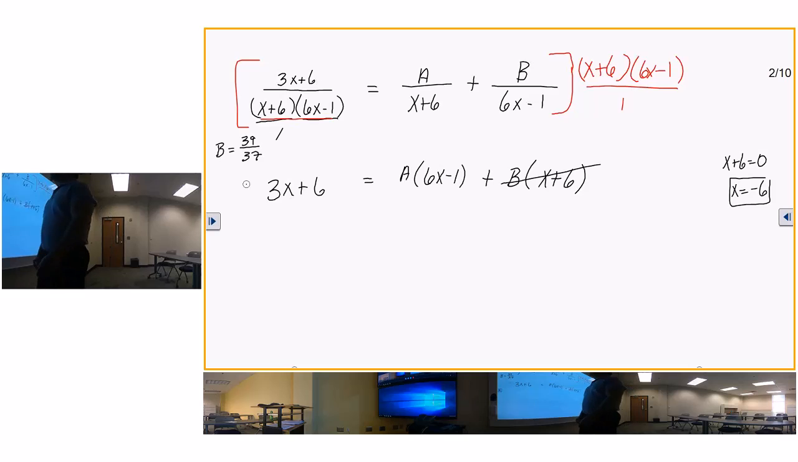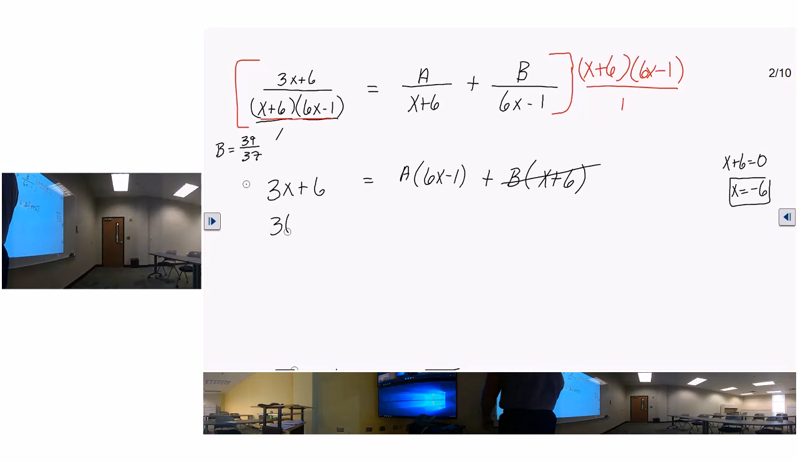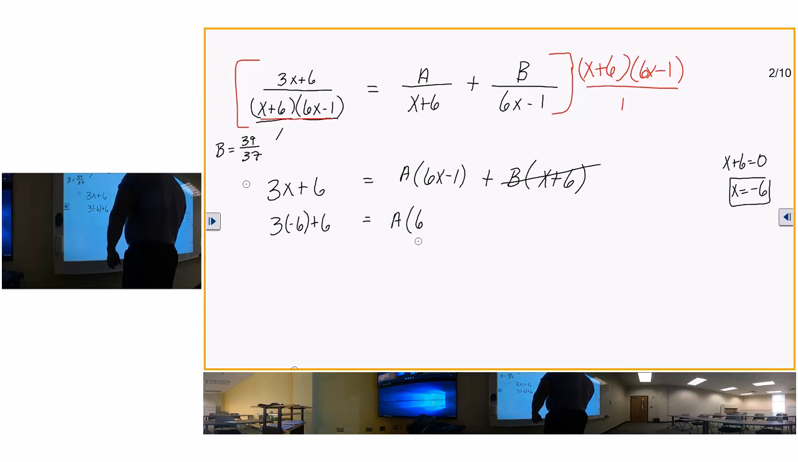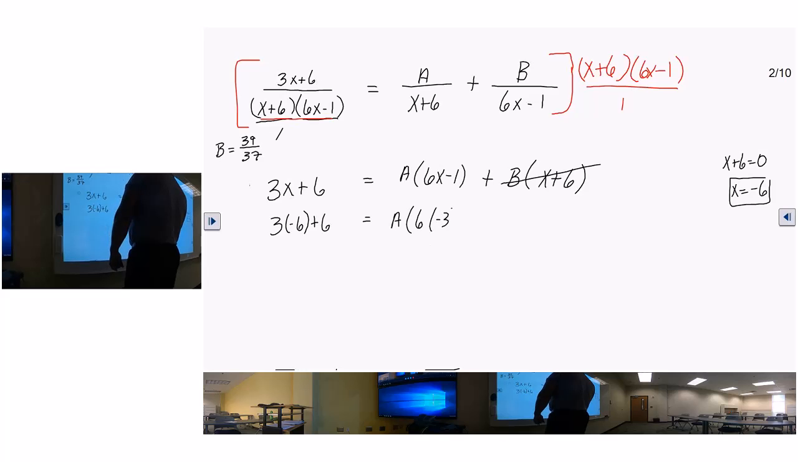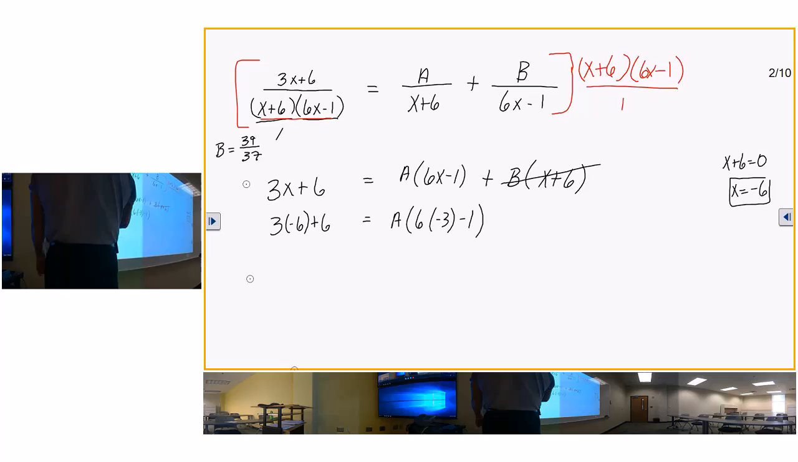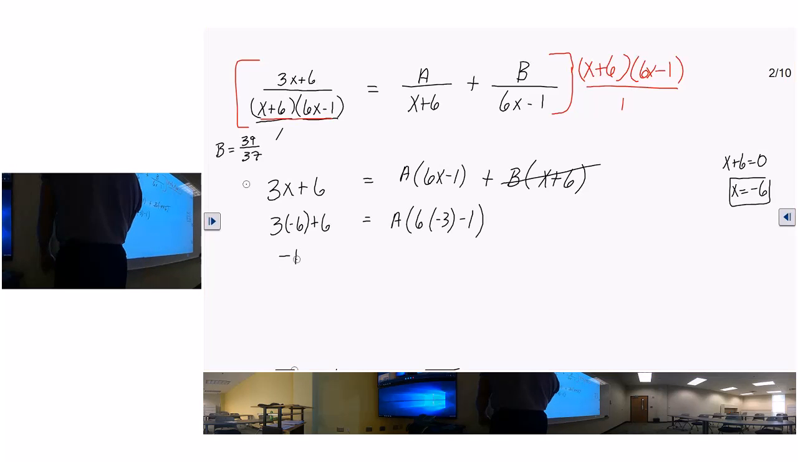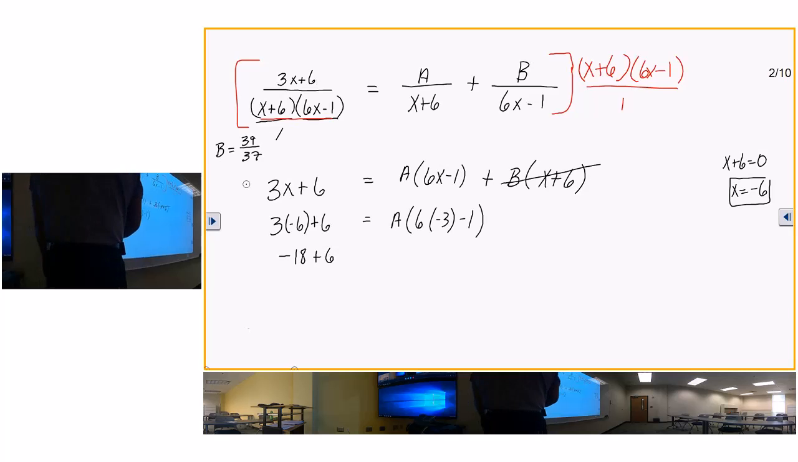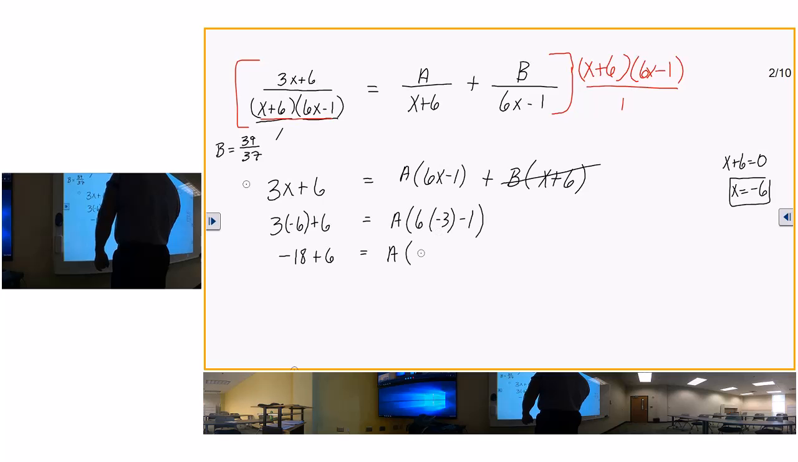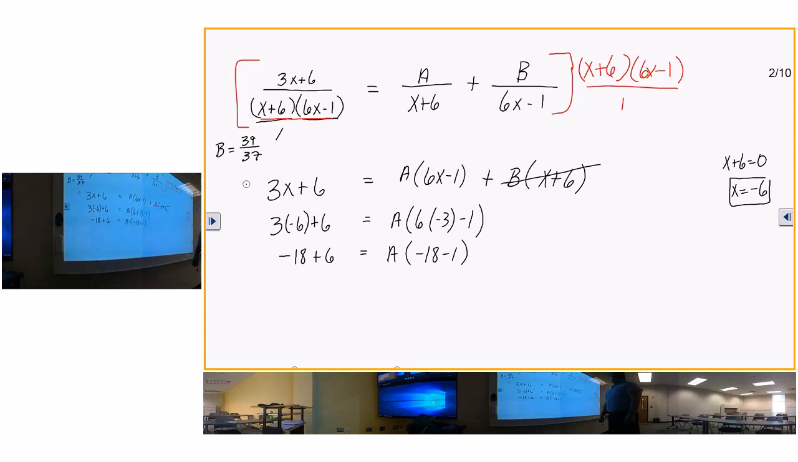So we'll go ahead and plug in 3 times negative 6 plus 6 is equal to a times 6 times negative 6 minus 1. 3 times negative 6 is negative what? Negative 18 plus 6 is equal to a times negative 18 minus 1, which is negative 17.